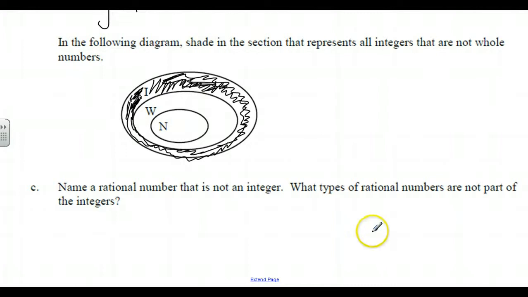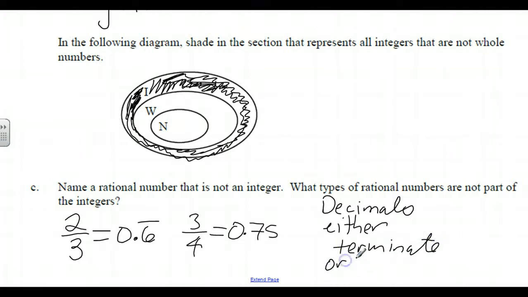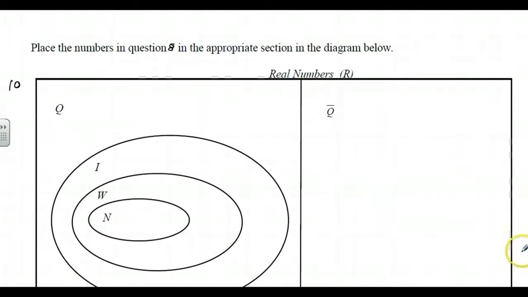Name a rational number that is not an integer. What types of rational numbers are not part of the integers? So, you know, how about 2/3? There's a rational number that is not an integer. Or 3/4 is a rational number that is not an integer. What types? These are the decimals, right? And they either terminate, like 3/4, or repeat, like 0.66666. Keep going forever and ever.